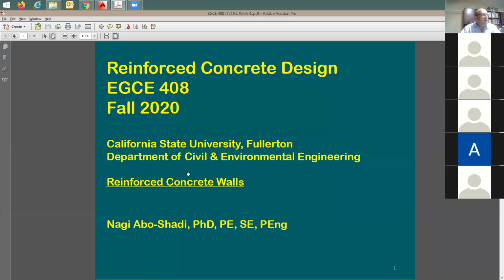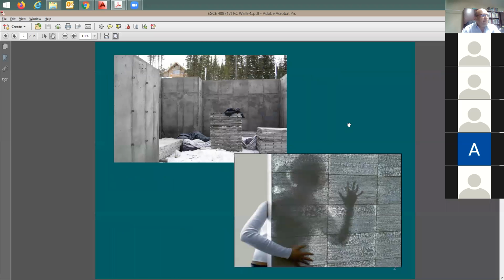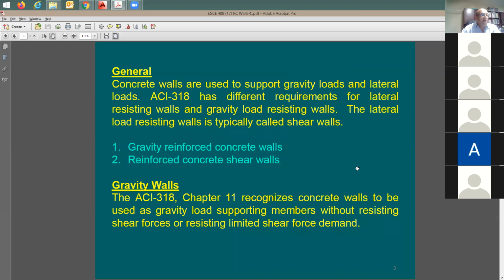Now, going here to our slide set 17, this is the one that you're supposed to talk about today. Here's some samples of concrete walls. Also, you can have this transparent concrete if you like. Not very common, but maybe for some architectural reason you can do it.